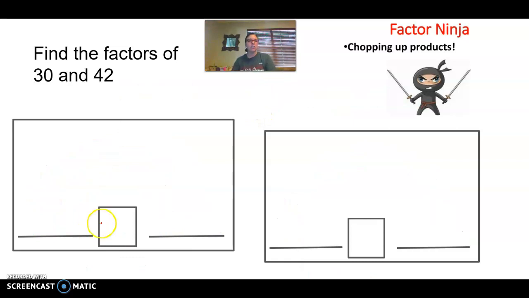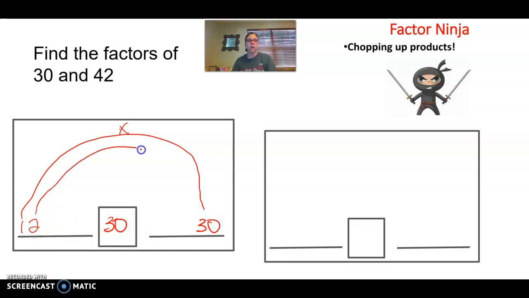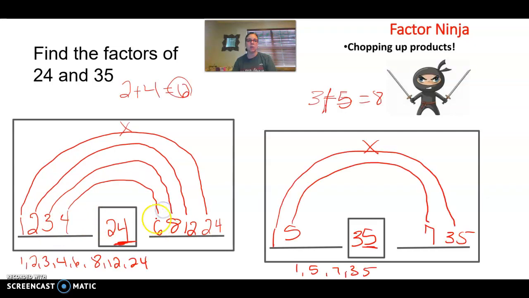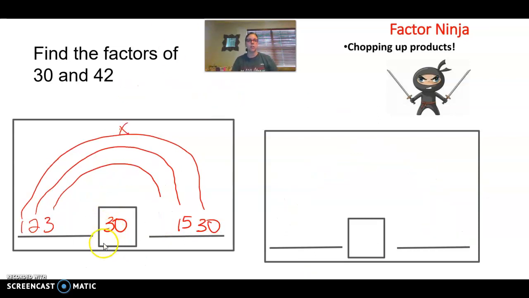All right. Factors of 30. We start with 1. 1 times 30 is 30. It is an even number, so we're going to do 2 times. Again, what if you don't know what that is? You can count 2, 4, 6, 8, 10, or you can divide. 30 divided by 2 is 15. 3 goes into it. How many times? 10 times. Oops, I went backwards. So 3 times 10 is 30.